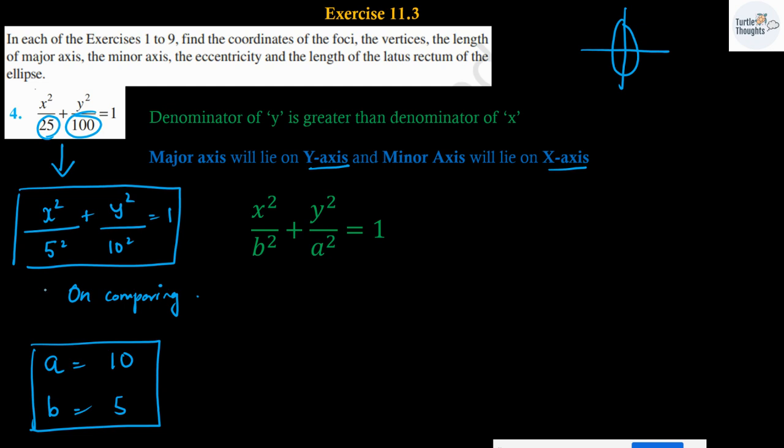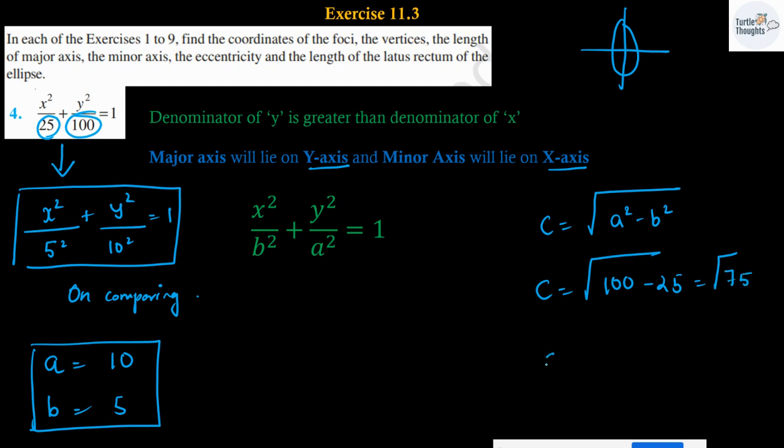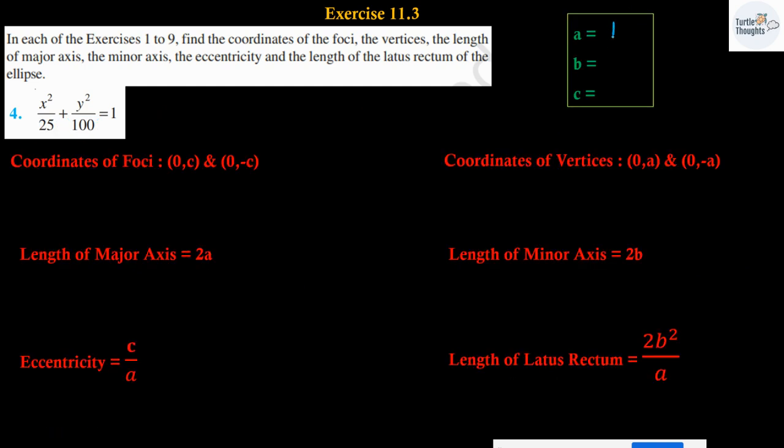I have got the value of a, I have got the value of b. I can easily find out the value of c. C is given by root of a square minus b square. C is going to be root of 100 minus 25, which is root of 75. Further simplifying, I can write root 75 as 5 root 3. I've got the values: a is going to be 10, b is going to be 5, and c is going to be 5 root 3. Now I can find out the coordinates of the focus.